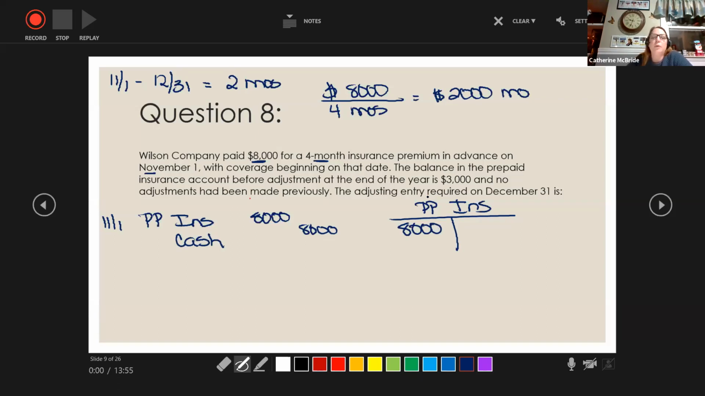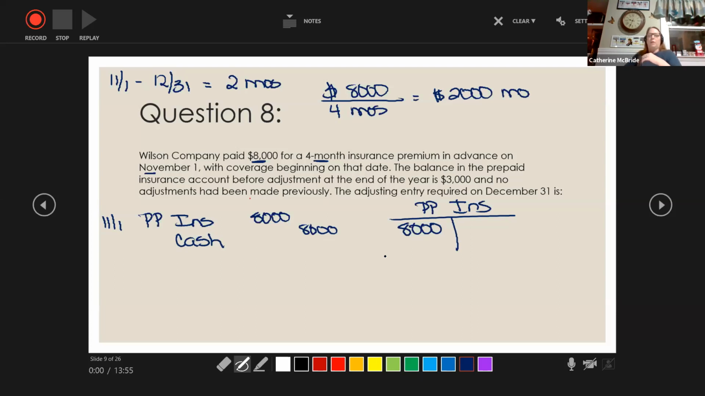The company paid $8,000 for a 4-month insurance premium in advance, with coverage beginning on that date. The balance in the prepaid insurance account before any adjustment at the end of the year is $3,000, and no adjustments have been made.